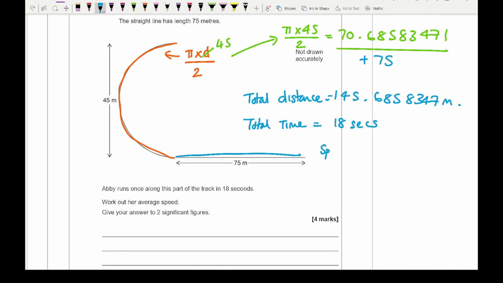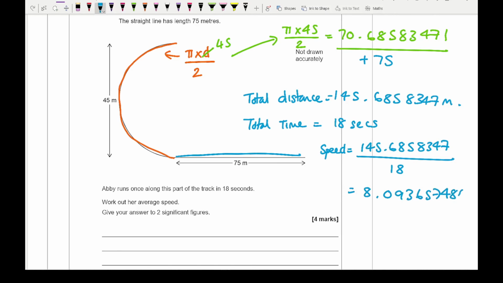So the speed is going to be these two numbers divided by each other. So it's 145.68583447. Again, if you want to give a rounded number, that's fine, but don't round it too much. I'm going to go for exact because it's still on my calculator. Divide that by 18 and I get an answer of 8.093657484, and that's meters per second. Now the question does say give your answer to 2 sig fig. So rounding this answer to 2 sig fig gives me an answer of 8.1 meters per second.